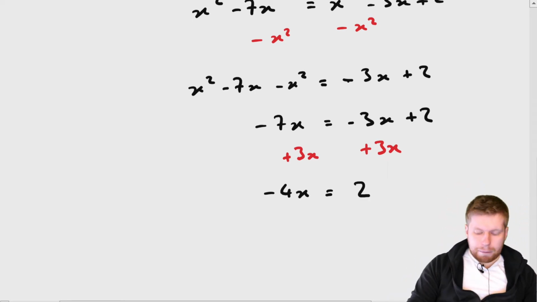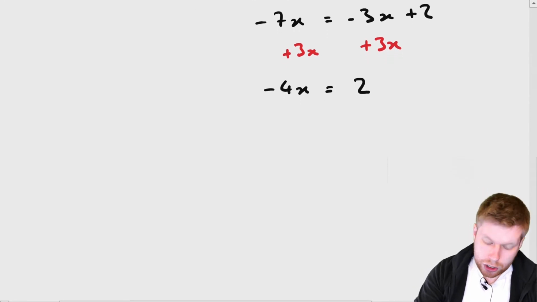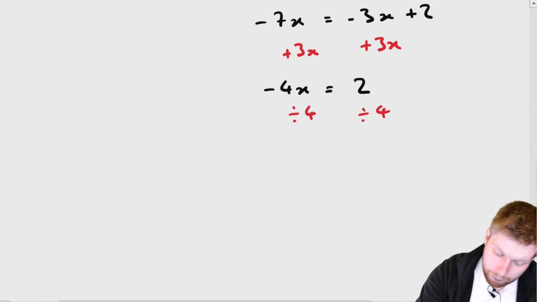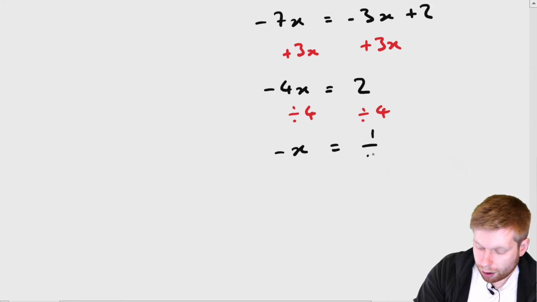Okay, now we're in the same position as before, we've dealt with negative situations before. So all I need to do is get rid of that 4 first of all. And I'm going to do that by dividing both sides by 4. Okay, so I have negative x on the left hand side. 2 divided by 4 is a half.